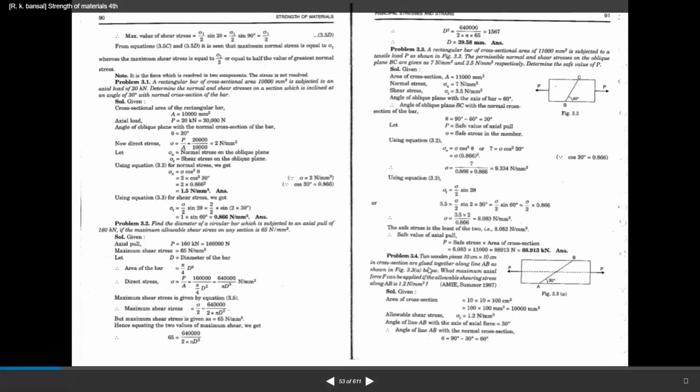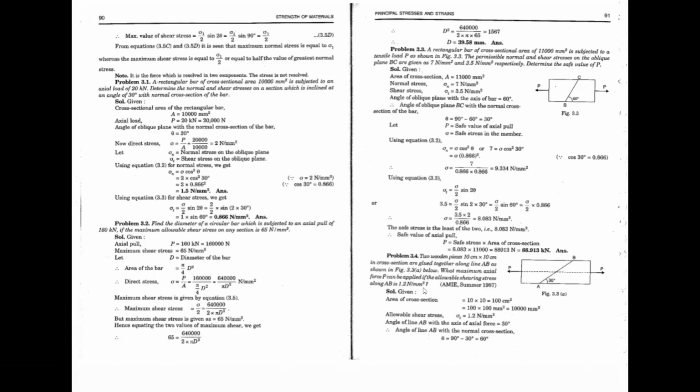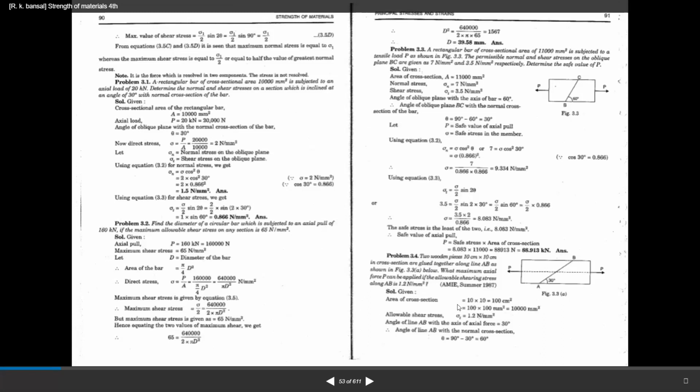In cross-section, the allowable shear stress on AB is 1.2 Newton per mm square. To calculate the maximum load, write the data: area of cross section, and allowable shear stress sigma T equal to 1.2 Newton per mm square. Then calculate the theta value, the angle of line AB with the normal cross section.